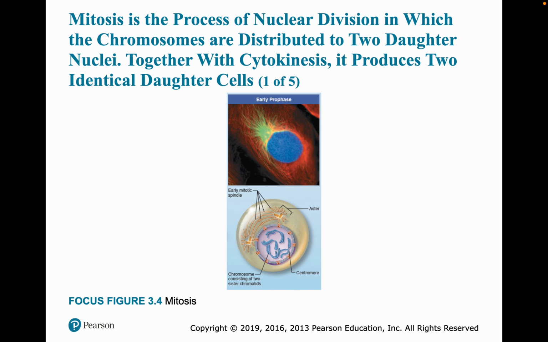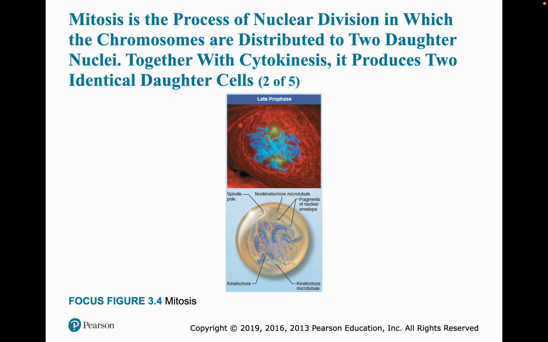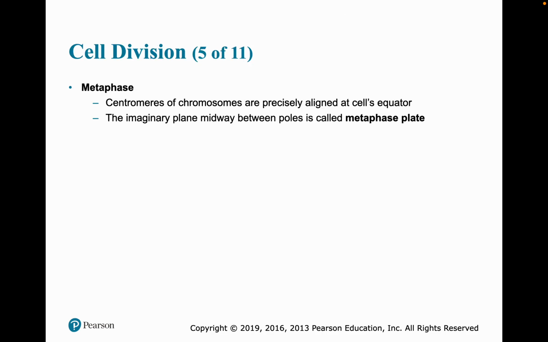Here's late prophase, very clear chromosomes. The nuclear membrane is beginning to break down. And from there we go to metaphase. In metaphase, the centromeres are precisely aligned at the cell's equator. They are on an imaginary plane we like to call the metaphase plate.